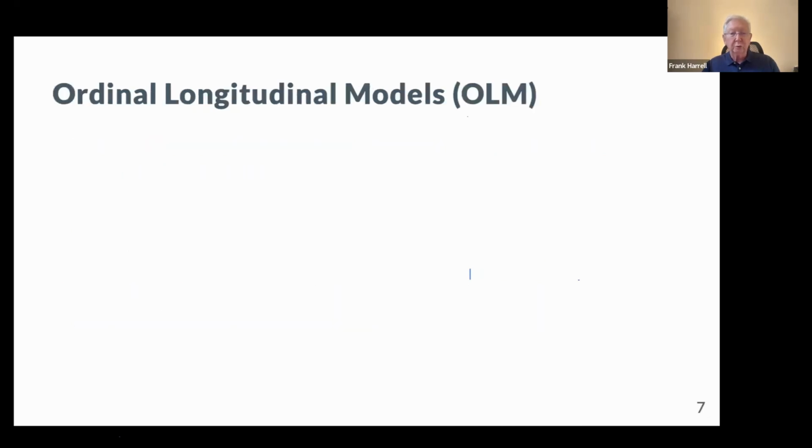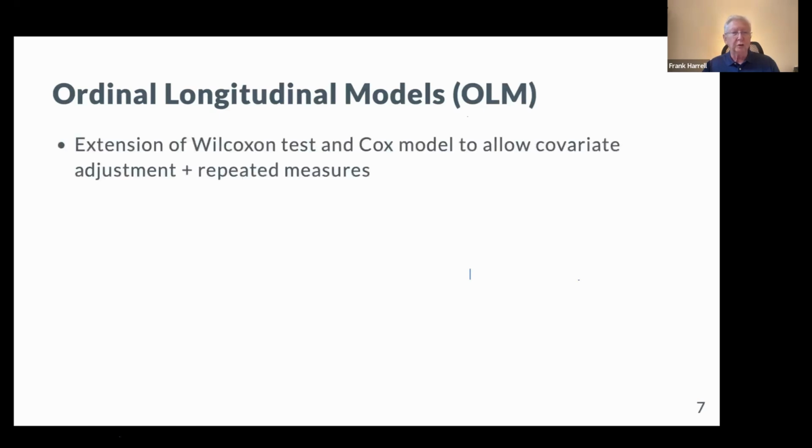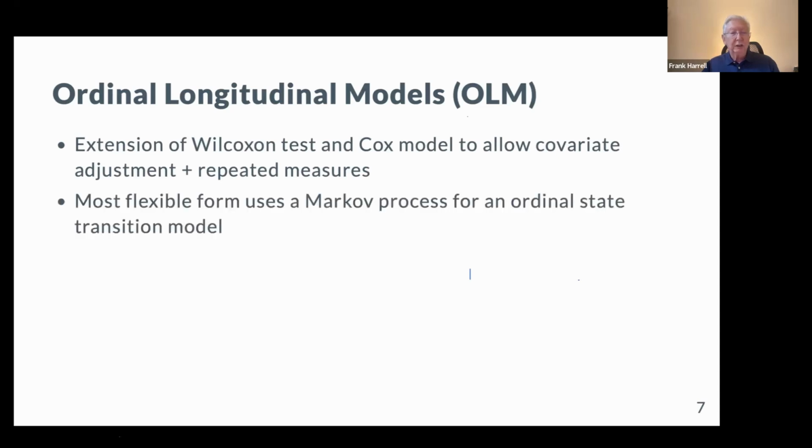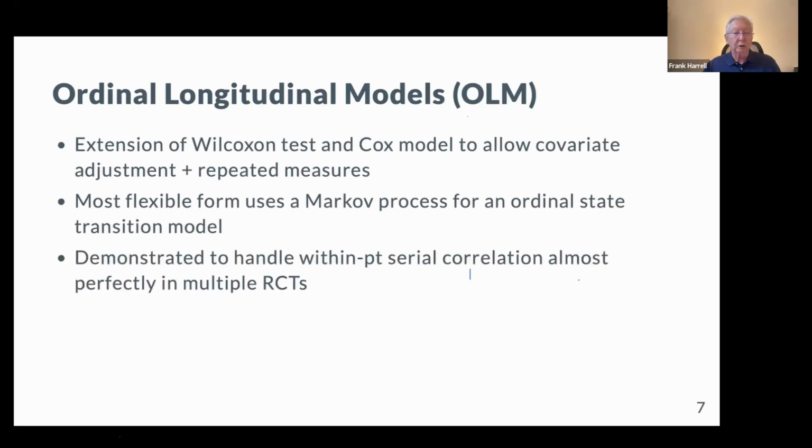So I want to turn to a more general approach that's more of a linear way of thinking. It's a formal statistical modeling approach, which is ordinal longitudinal models. This extends the Wilcoxon test and it extends the Cox model to allow for covariate adjustment and repeated measures. And it's a very flexible way to model longitudinal data that applies for all kinds of data, including continuous data like blood pressure. And it uses a Markov process for an ordinal state transition model.